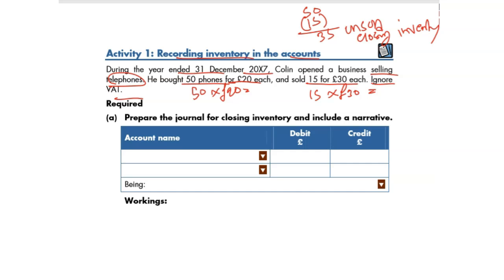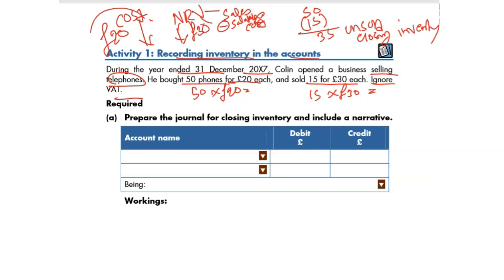Now the question is, how do you value closing inventory? Closing inventory is valued at either cost or net realizable value, NRV we call it, whichever is lower. What is net realizable value? Sales minus selling cost, or just how much you can sell it for. Our cost here is £20 each, and selling price is 30. So which one is lower? Obviously, cost is lower. So inventory should be valued at the lower of cost or net realizable value. That is what is said by IAS 2.